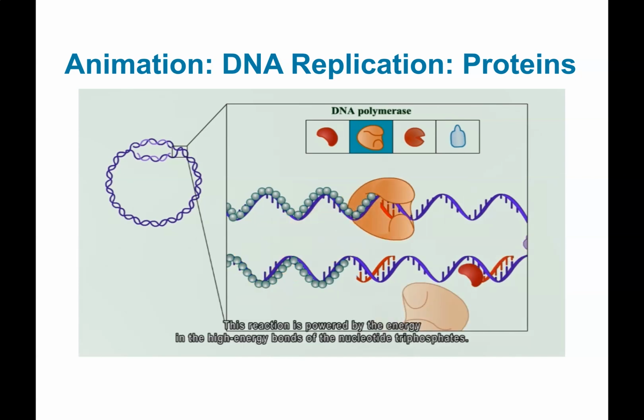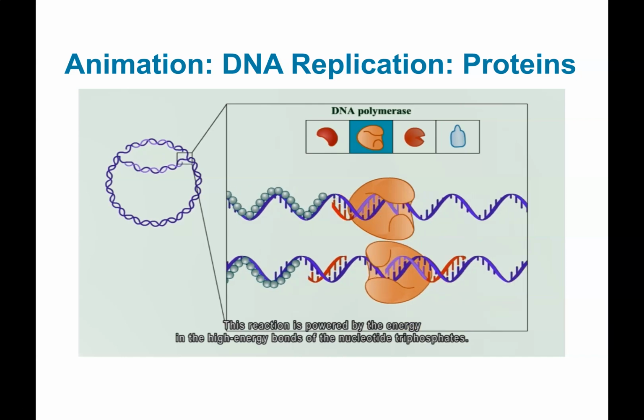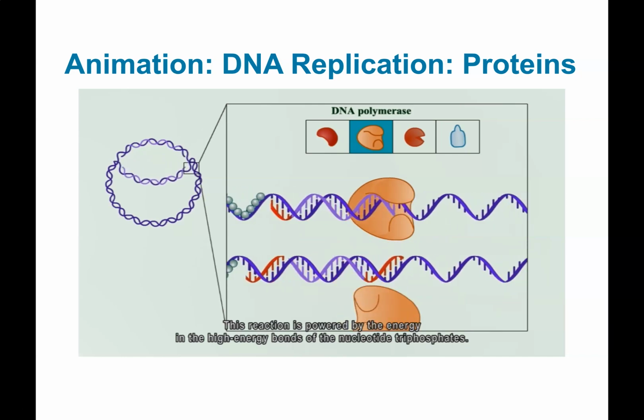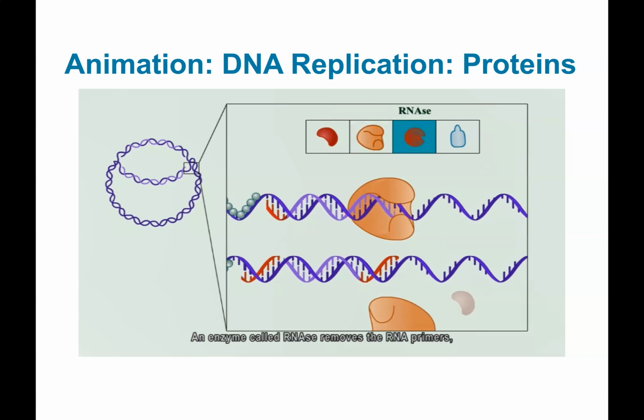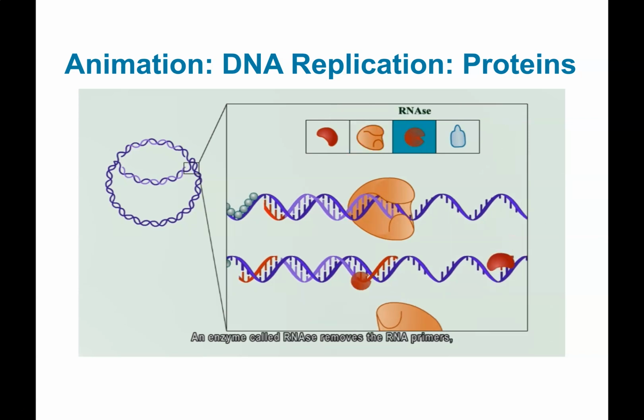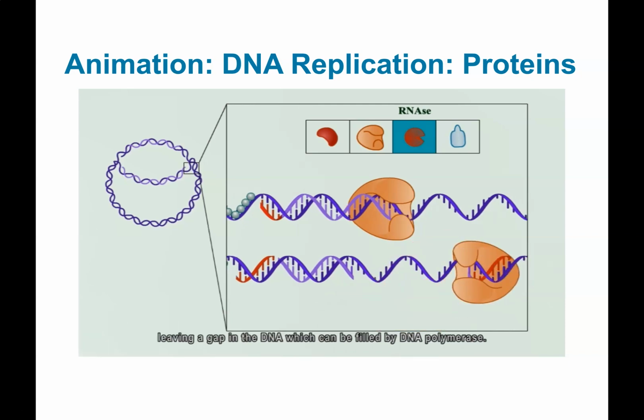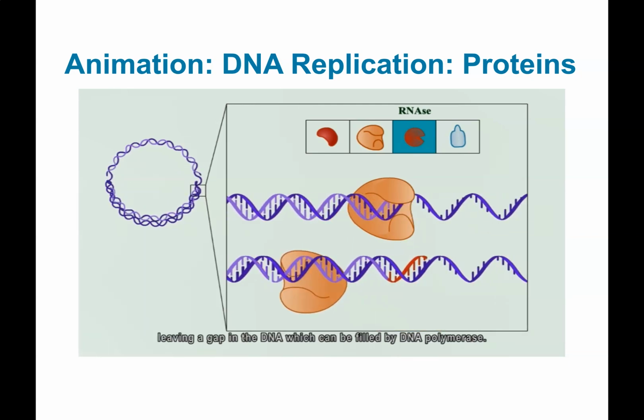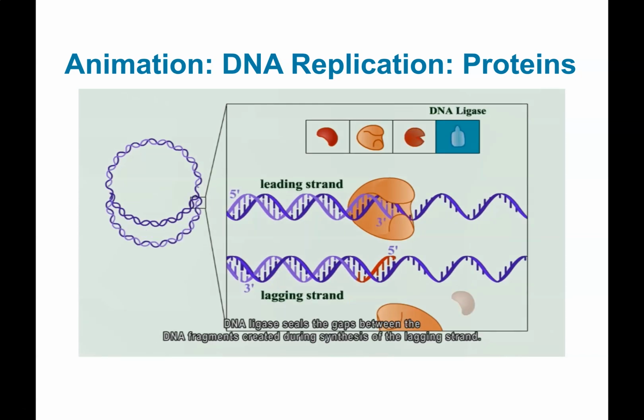This reaction is powered by the energy in the high-energy bonds of the nucleotide triphosphates. Hydrogen bonding between the parental strand and the nucleotide triphosphates dictates which base is added. Only thymine fits correctly across from adenine, and only cytosine fits correctly across from guanine. An enzyme called RNase removes the RNA primers, leaving a gap in the DNA which can be filled by DNA polymerase. DNA ligase seals the gaps between the DNA fragments created during synthesis of the lagging strand.